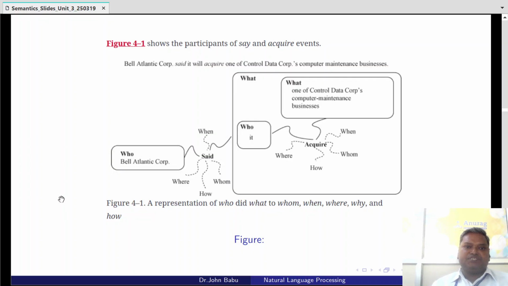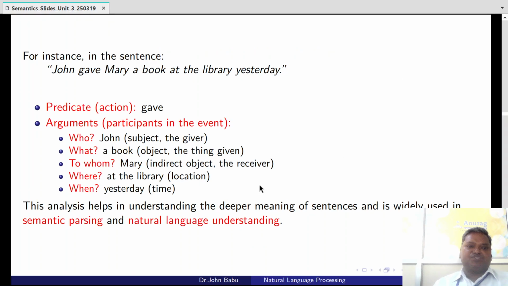If you see here, the sentence is: Bell Atlantic Corporation said it will acquire one of Control Data Corporation's computer maintenance businesses. By analyzing this sentence, who said? Bell Atlantic Corporation said. What it will do: acquire. What it will acquire: Control Data Corporation's computer maintenance business. When, whom, how. This is known as predicate argument structure.